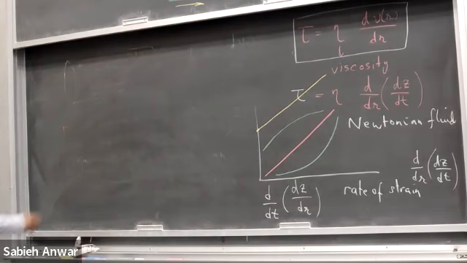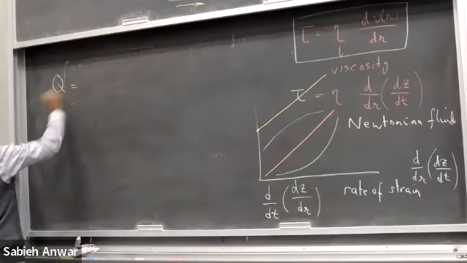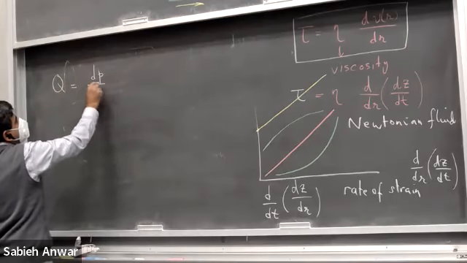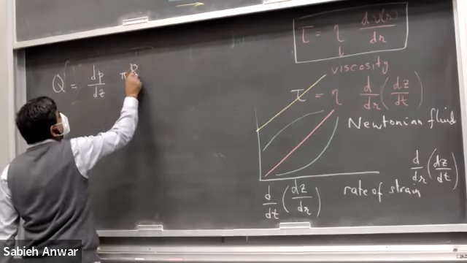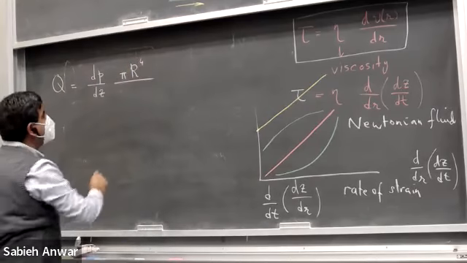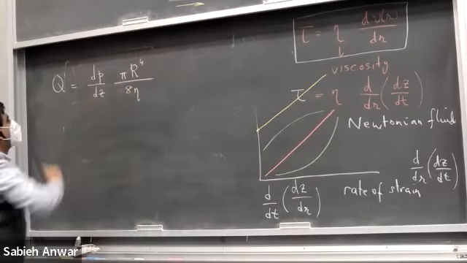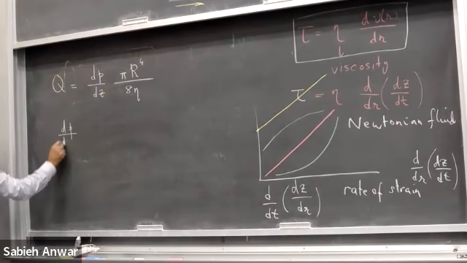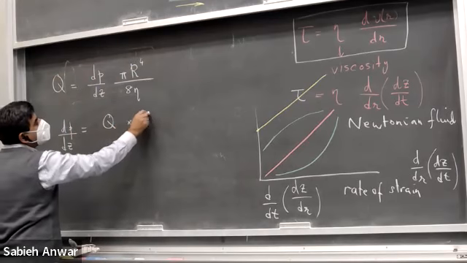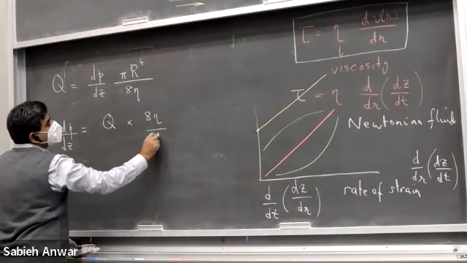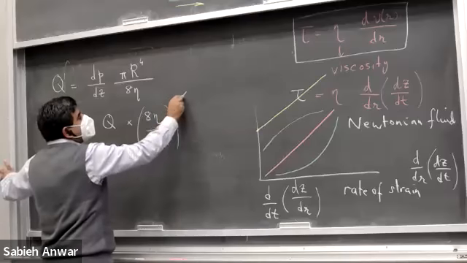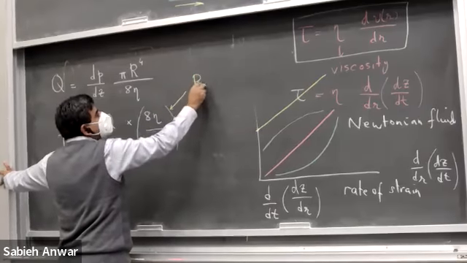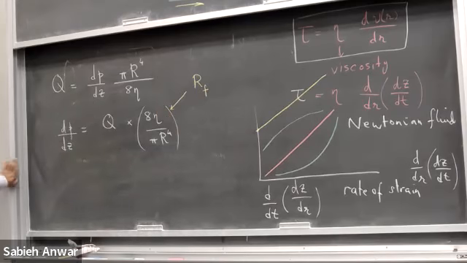So now I have Q equals dp over dz multiplied by this expression, which is pi r4 over 8 eta. I can recast this as dp over dz equals Q into 8 eta over pi r4. This object here is the resistance to the blood flow. Let's call this R with a small subscript F.